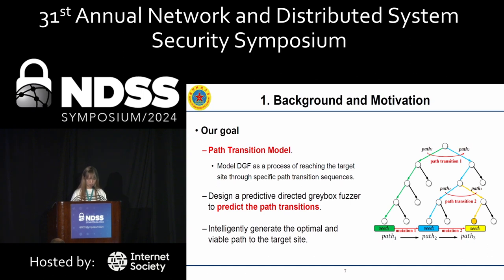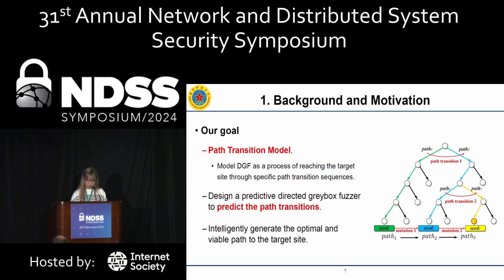To address the above limitations, we propose the path transition model and model DGF as a process of reaching the target sites through specific path transition sequences. Each path is covered by a unique seed, and mutations on inputs cause path transitions. For instance, in this figure, the yellow node represents the target basic block, and it is covered by optimal path 3. The fuzzer may apply mutation 1 and mutation 2 on seed 1 and seed 2 to generate seed 3. The two mutations cause two path transitions and steer the fuzzer to generate the optimal path to reach the target.